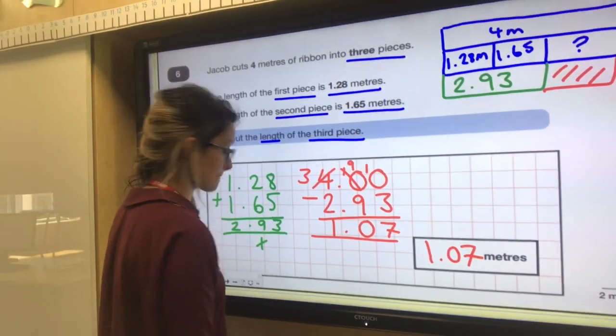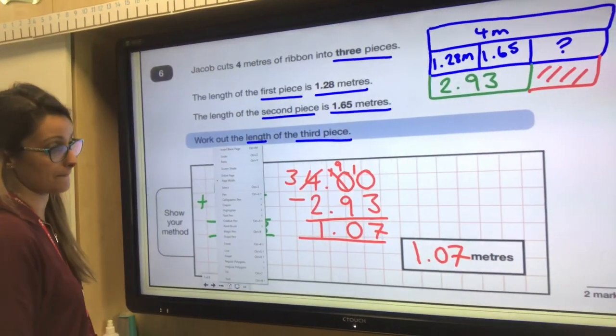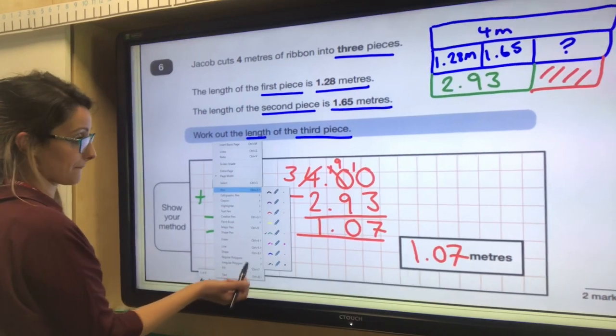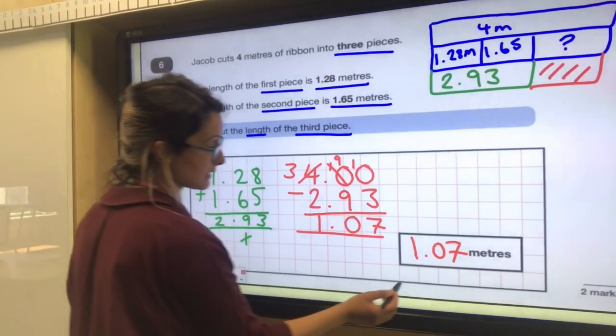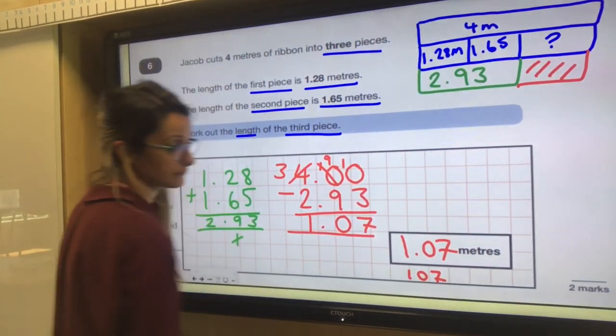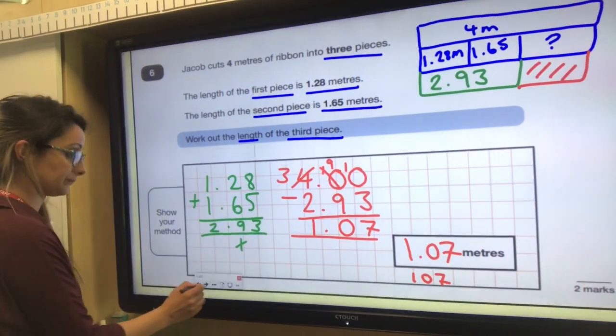You cannot write your answer in centimetres because it will not accept the answer. So if I wrote it as 107, they're not going to give you the mark. Well, is that correct in centimetres?